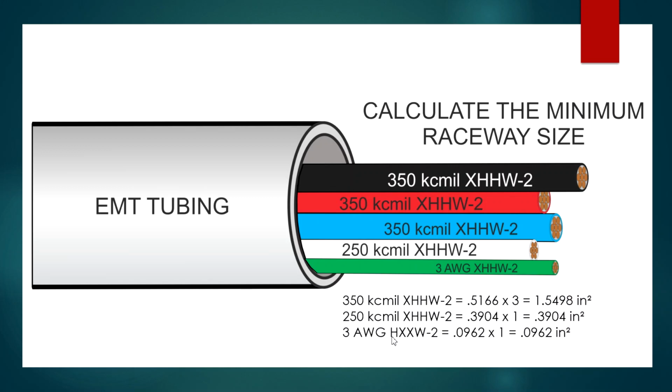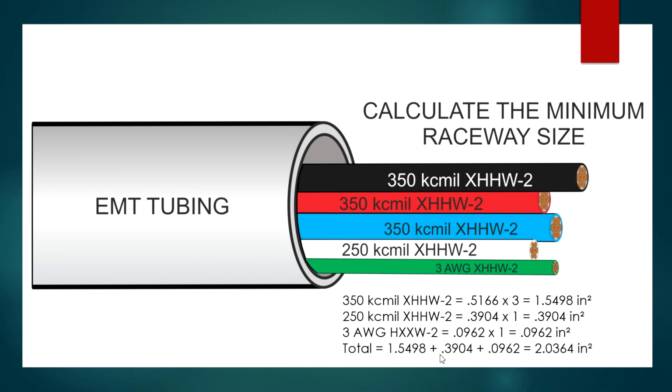Now you'll notice this says HXXW. That's an error. It's supposed to be XHHW. I got dyslexic on that one line. Sorry about that. But anyway, that's what it is. There is no such thing as HXXW, by the way. Okay, so it's 0.0962.